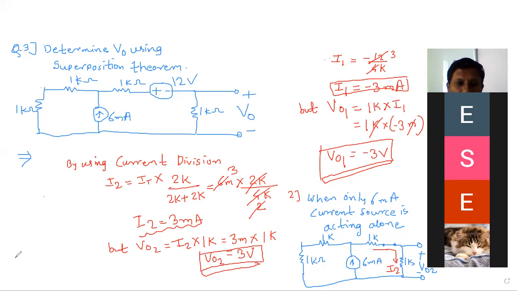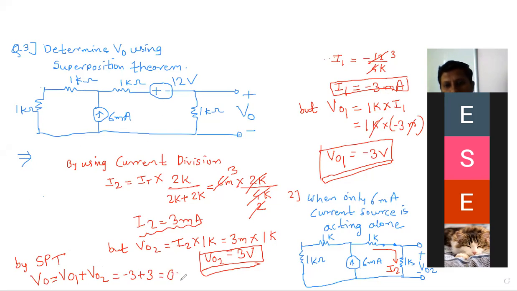But finally, by SPT, the V0 is equal to V01 plus V02. So minus 3 plus 3 is equal to what? 0. It is 0 volt. So this will be the answer of this question.